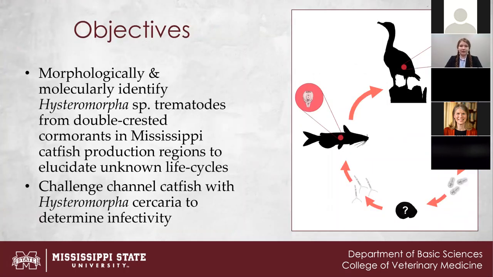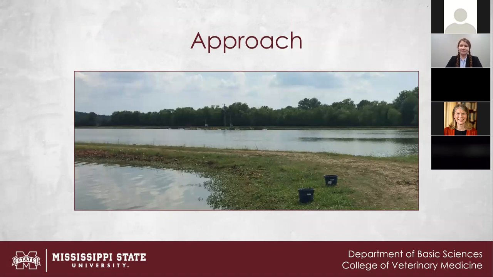We wanted to molecularly and morphologically identify different Hysteromorpha life stages in order to complete the life cycle. And we also wanted to find some Hysteromorpha Cercaria to challenge channel catfish fingerlings with in order to determine the infectivity of the Cercaria and whether there was any resulting pathology. So here's how we did that.